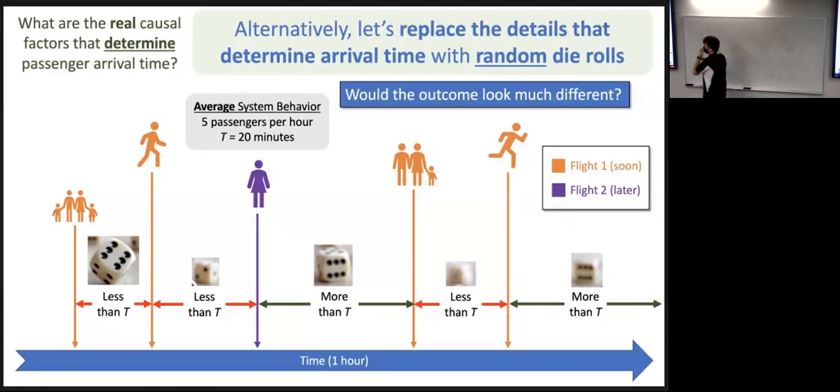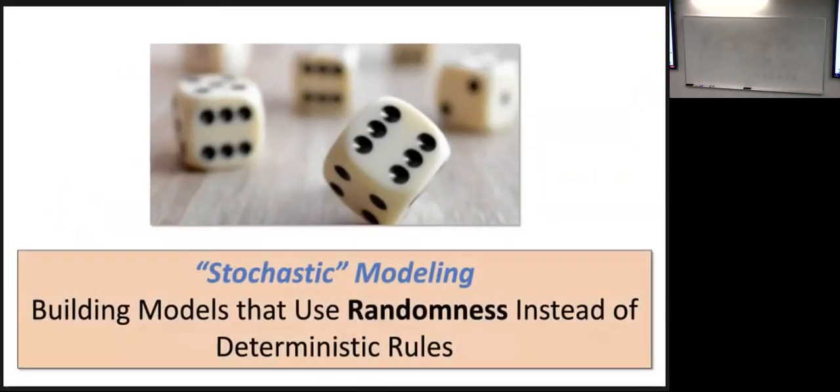So, most of the time I'll get something close to 20 minutes, but sometimes I'll get 40 minutes, sometimes I'll get 5 minutes. So what I need to do is design that dice schedule to give me realistic variation out. And this is what I'm going to be referring to here as stochastic modeling: building models that use randomness instead of deterministic rules.